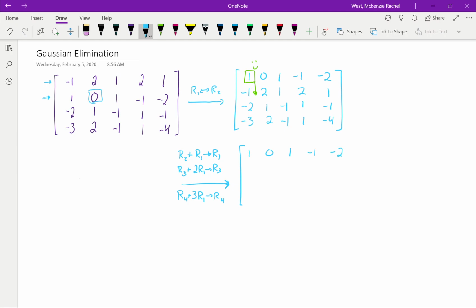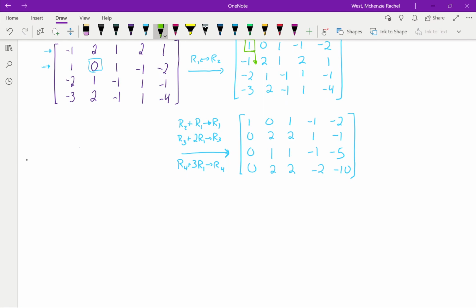All right. And so what we get is 0, 2, 2, 1, -1 in the second row, 0, 1, 1, -1, -5 in the third row, and 0, 2, 2, -2, -10 in the fourth row. Alright, so excellent. We have our 1 up here, we have zeros all below it. So now, more or less, we're done with the first column, and in fact, we're done with the first row. We're going to stop using both of those things.